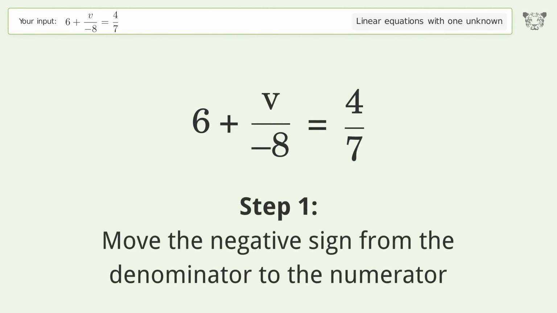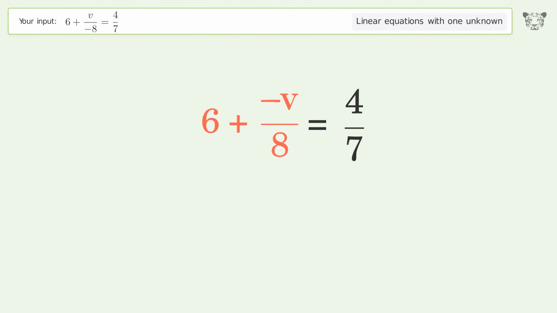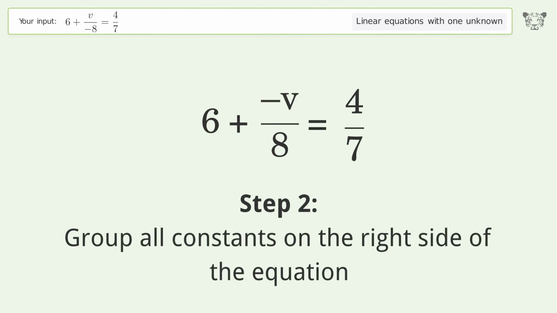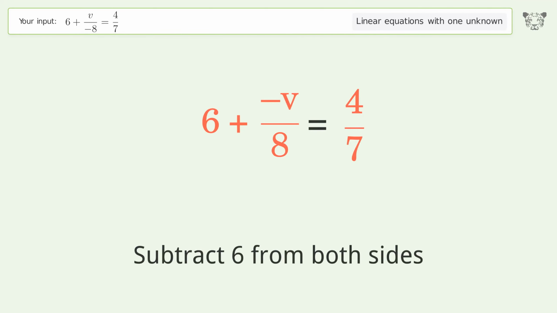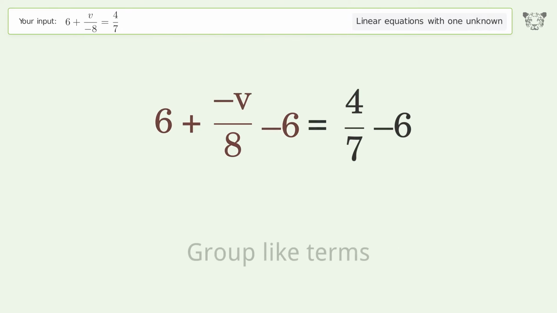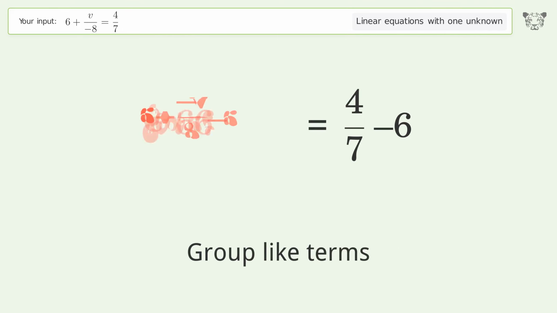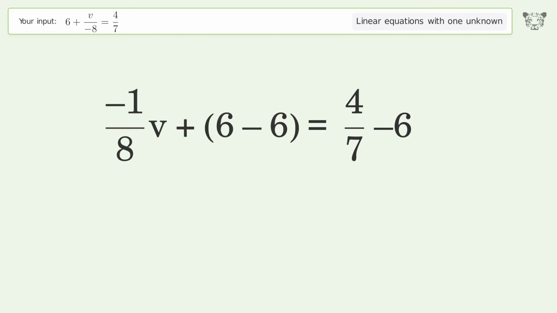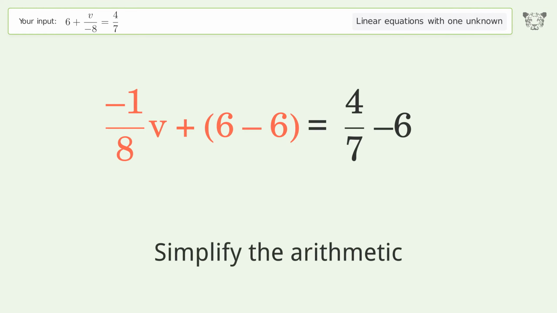Move the negative sign from the denominator to the numerator. Group all constants on the right side of the equation. Subtract 6 from both sides. Group like terms. Simplify the arithmetic.